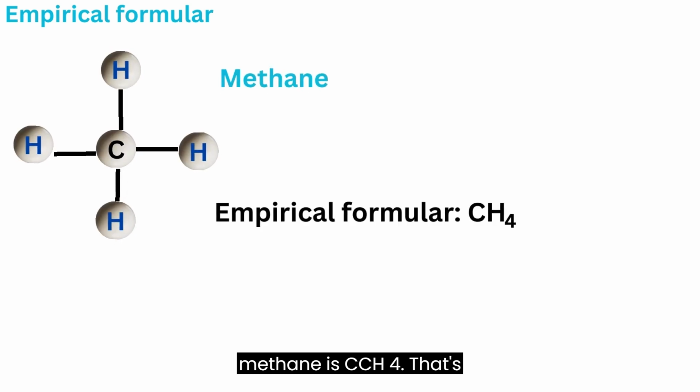Another way of describing organic compounds is by using the empirical formula. The empirical formula is the simplest ratio of atoms of each element in an organic compound. For example, the empirical formula for methane is CH4, that's CH subscript 4, which means that for every carbon atom, there are four hydrogen atoms.